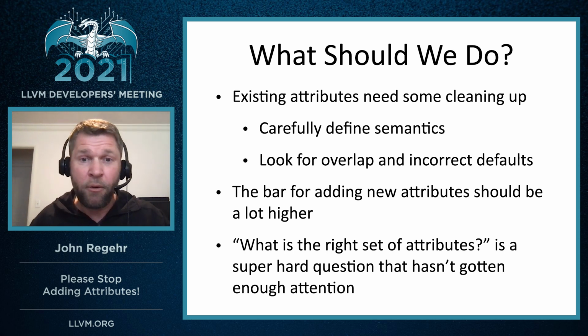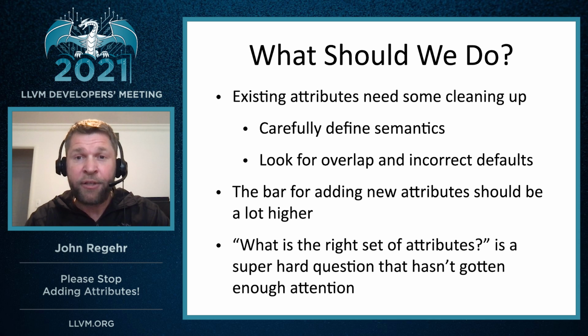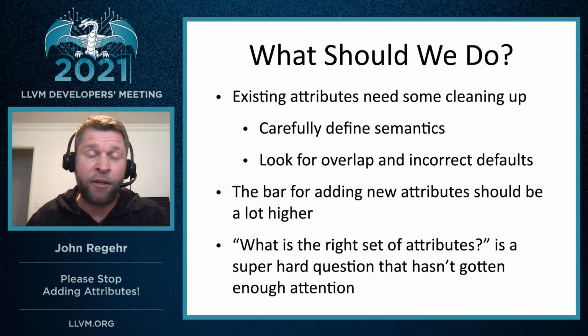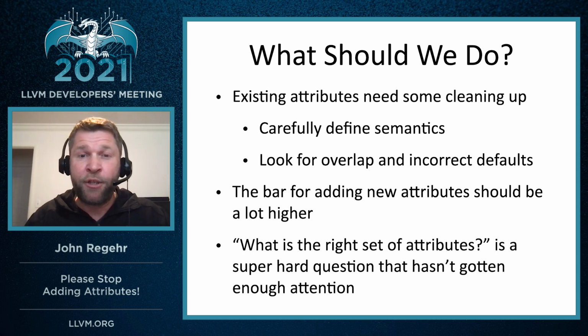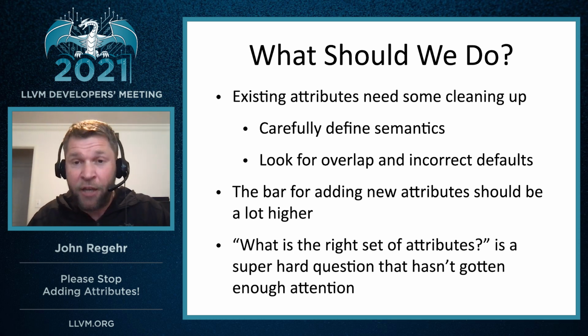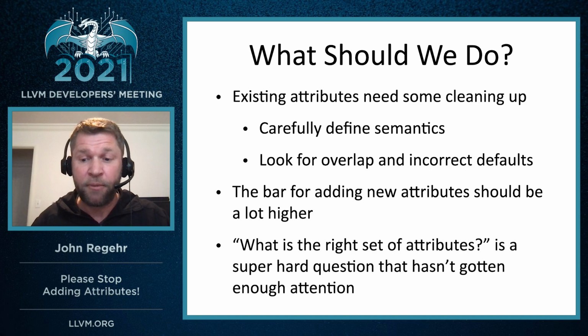Looking forward, we should make the bar for adding a new attribute quite a bit higher. Instead of just asking, does this attribute support some desirable optimization, we want to ask something like, is this attribute part of a coherent bigger picture that we can maintain indefinitely moving forward? Overall, there's this high-level question: what is the correct set of attributes to support in a compiler like LLVM? This is a really hard question. It's not at all easy, and it really hasn't gotten enough attention. So the purpose of our talk is to bring attention to this problem and to try to get some discussion going about this.